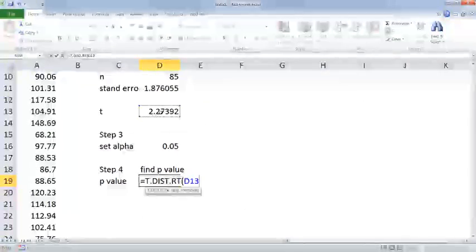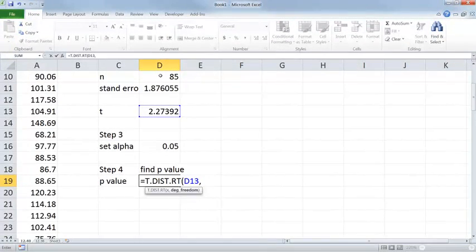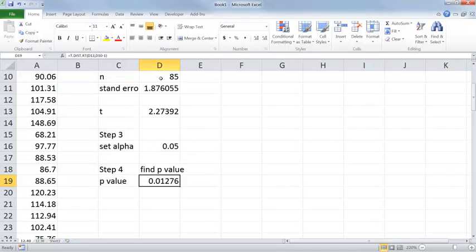We went and calculated it. And the degrees of freedom, remember, that's n minus 1. So our n is right there, n minus 1. And that's it. Oh, there we go. P-value 0.012. All right, so what do we say now?